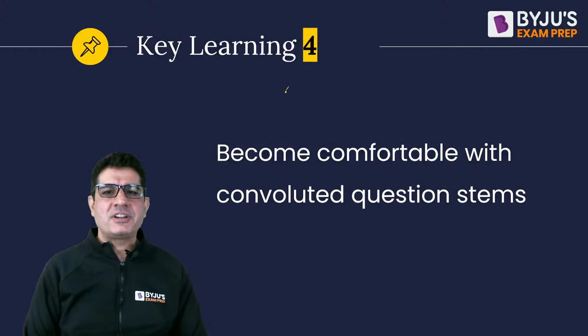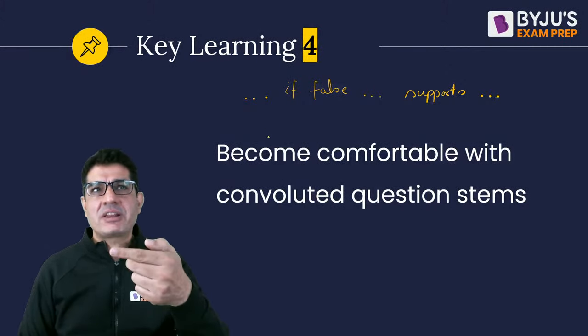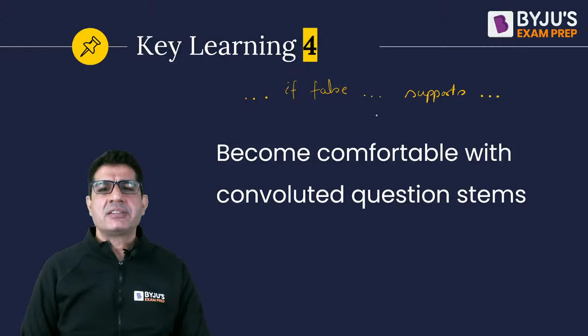I just want you to sit down with these question stems and then think that if the question stem says, which one of the following, if false, supports the passage, or supports the author's point. So what are you supposed to do in this question? If an answer choice when falsified supports, then it means, can I say that the examiner is simply asking which of the following weakens the author's point?